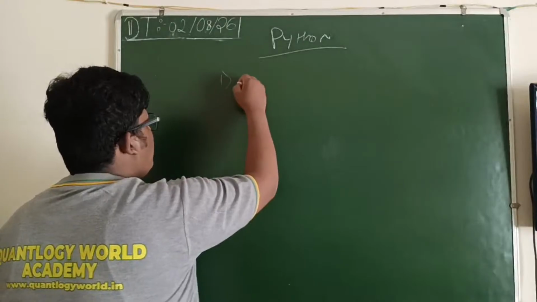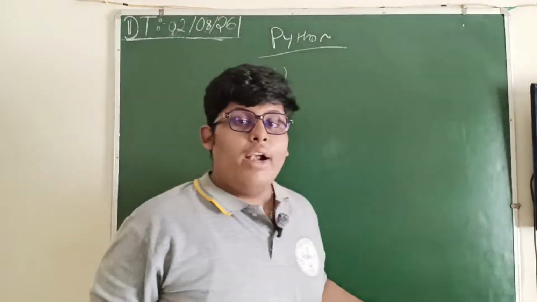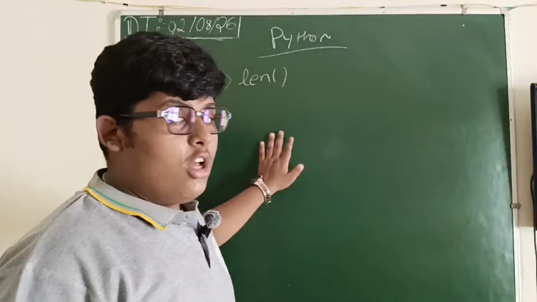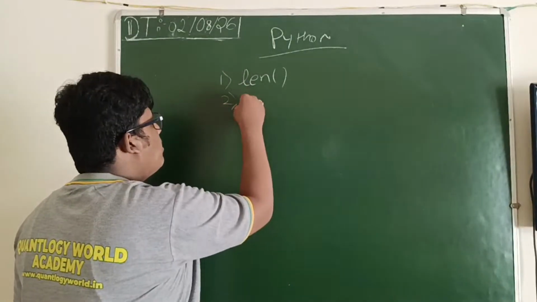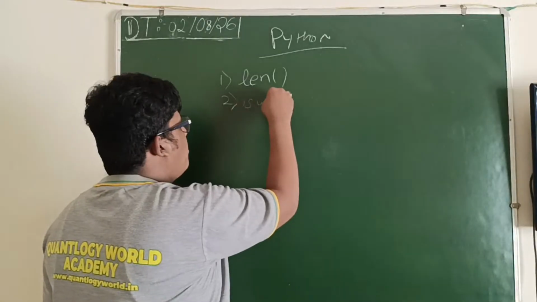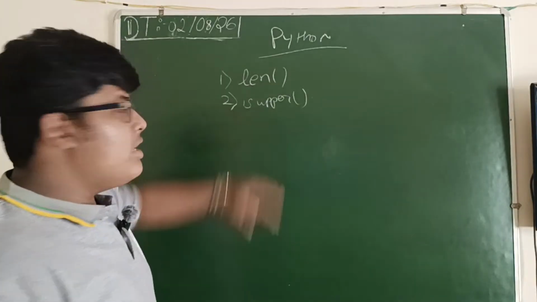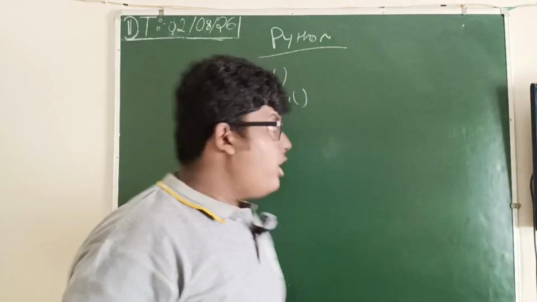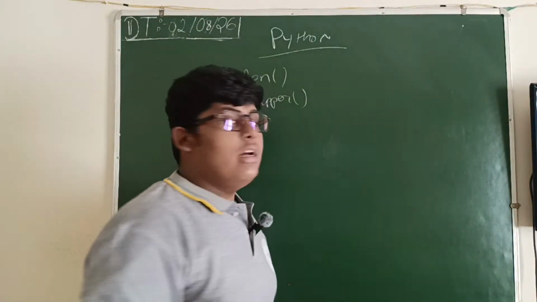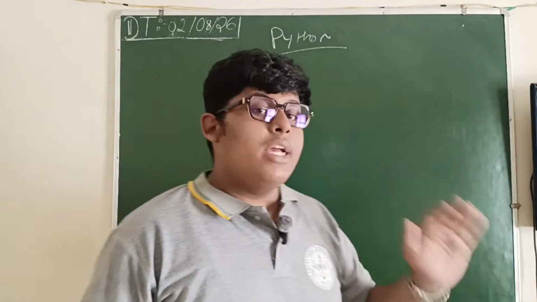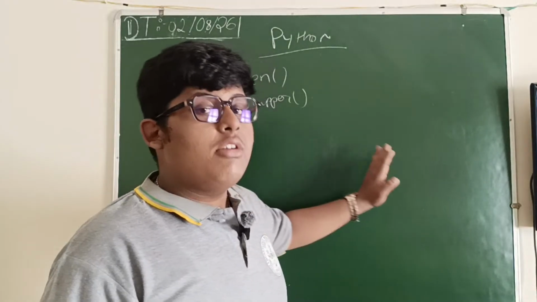First function, len. The len function is used to determine the length of the string, or the number of characters present in the string. Then isupper. The is functions give results as either true or false, so isupper works like that. It will check whether the inputted string is in uppercase. If the inputted string is in uppercase, then it will return true, otherwise it will return false.